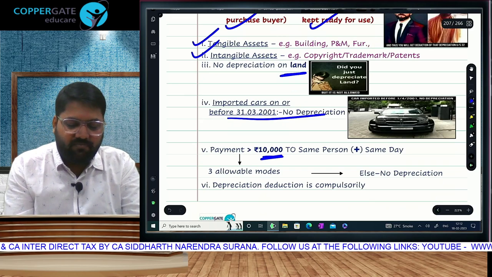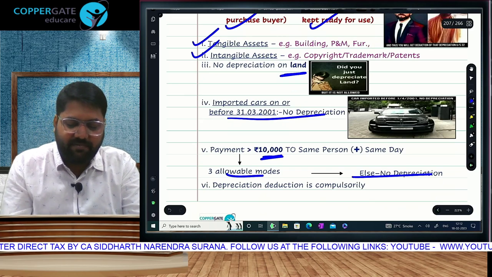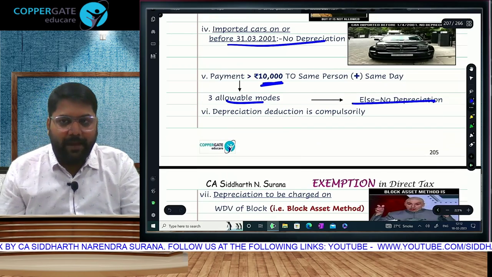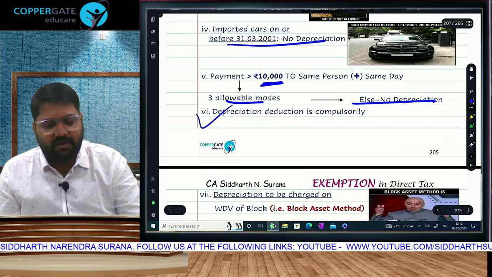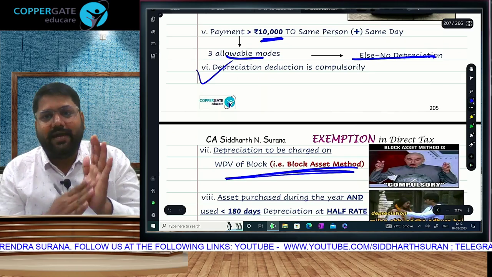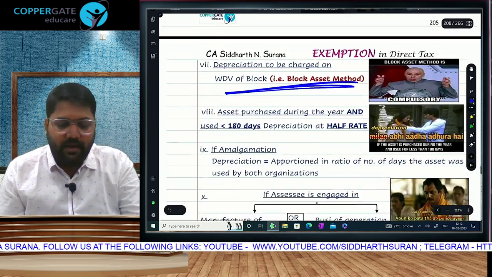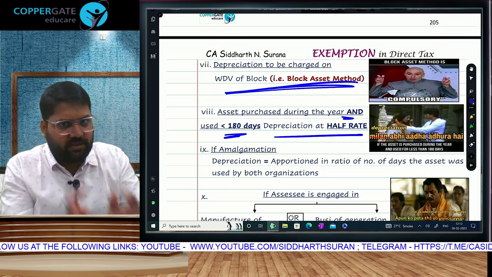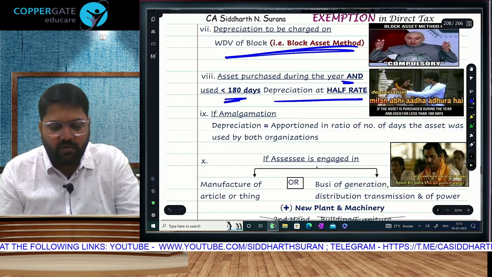If you are making payment of more than 10,000, then it has to be in the three allowable modes. Otherwise, just like revenue expenditure, you lose depreciation also on your capital expenditure. Depreciation deduction is compulsory. You don't have the option of not taking it. Depreciation has to be calculated on block of assets. Any asset purchased during the year and used for less than 180 days, whether normal depreciation or additional depreciation, we restrict it to half.